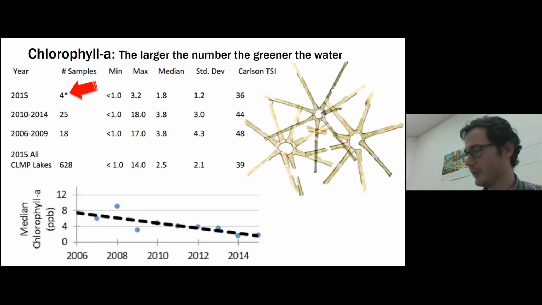Okay, going into chlorophyll A. The quick interpretation is the larger the number, the greener the water. So what we have here is exactly the same. We have it set up where you have the current year, the previous 5 years, and then all the years prior, and then a comparison to CLMP lakes. A plug for later today.